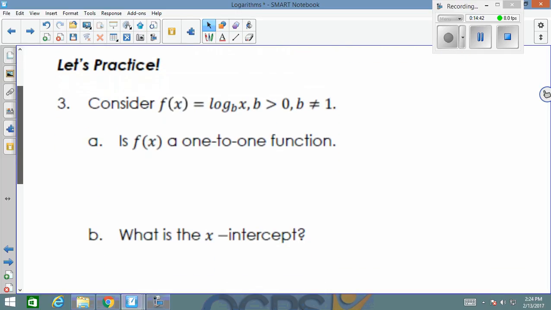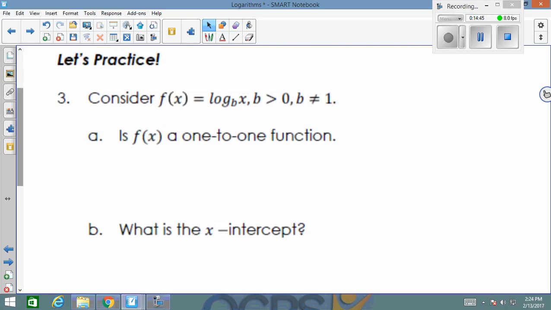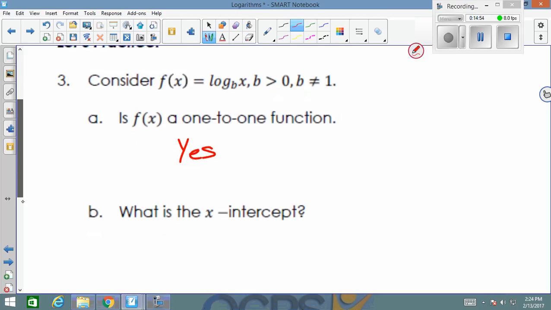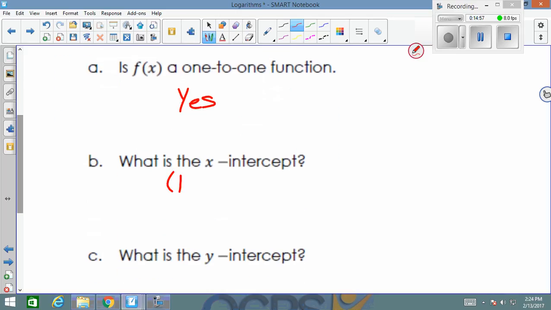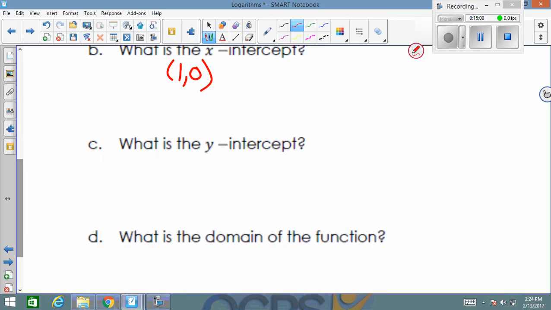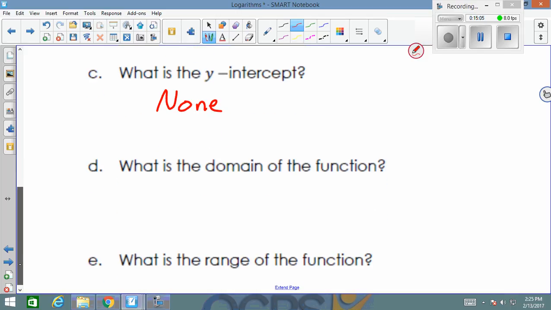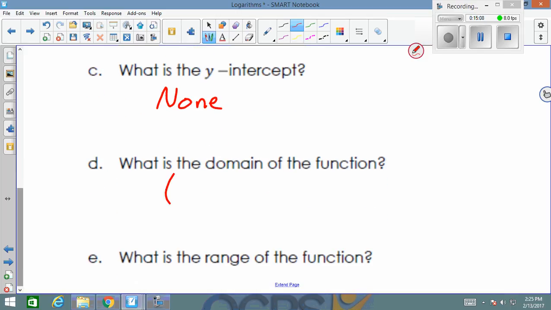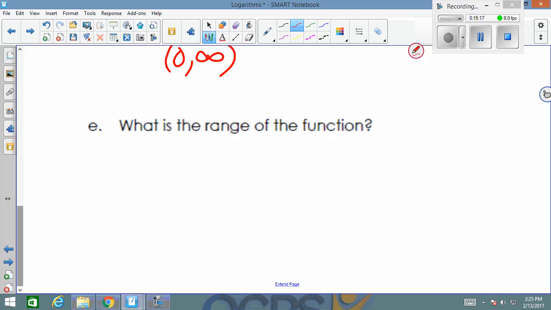So, some practice problems here. Is f of x, a logarithm, a one-to-one function? The answer is yes. Because what is the x-intercept of my log function? The x-intercept is going to be at 1, 0. With logarithmic functions, you don't have a y-intercept. There is none. The domain of the function is reversed, so because of our vertical asymptote at x equals 0, we're going to go from 0 to positive infinity for our domain. And our range, since it will go on infinitely in both directions, is from negative infinity to infinity.